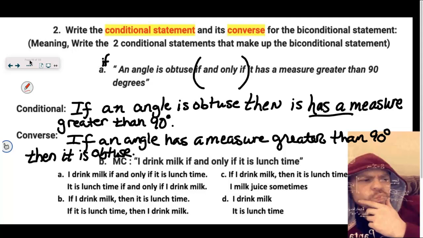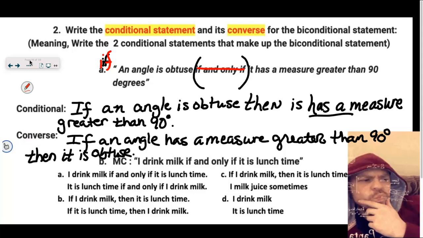Alright, so again, I deconstructed it. I was given a biconditional statement. It's two of them connected with if and only if. When I deconstruct it, I do it forwards. If an angle is obtuse, then it has a measure greater than 90, and then I swap them for the converse. If both are true, it's a true biconditional statement and a good definition for an obtuse angle. That would say in the dictionary, obtuse angles, and it'd say angles that have measures greater than 90. It's because it works or is true both ways.